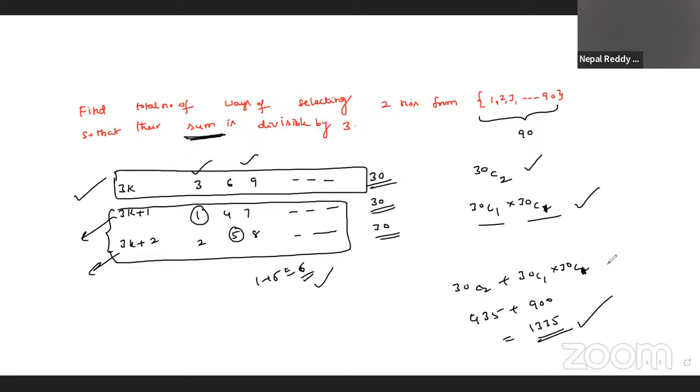Next, suppose the question is about problems on geometry, which we will discuss. The question is: 12 points are in a plane, and given that out of 12, 5 of them are collinear. Total 12 in which 5 of them are collinear and the remaining are non-collinear.